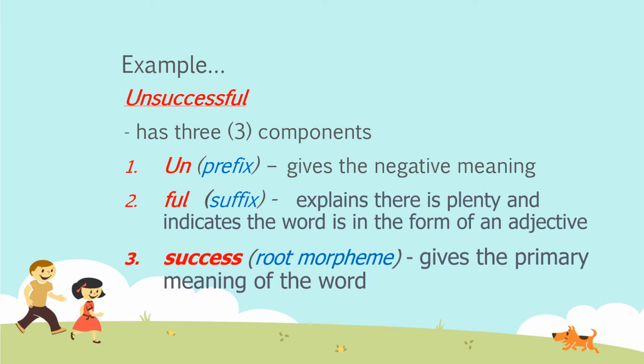In this example, un is a prefix, which is a type of morpheme that must be affixed before another unit. Suffixes, such as full or ful, must be after another unit, while success is the root morpheme. It carries the basic meaning of our word, successful.